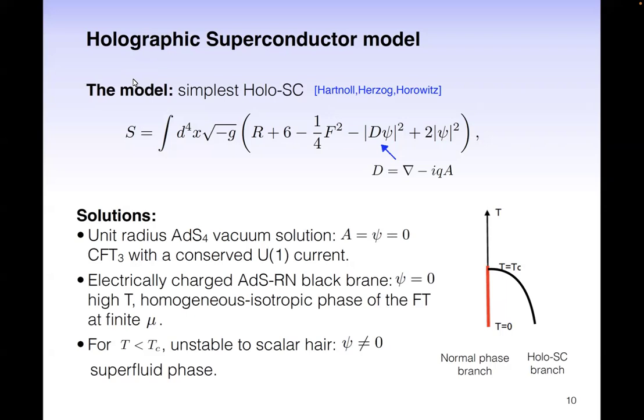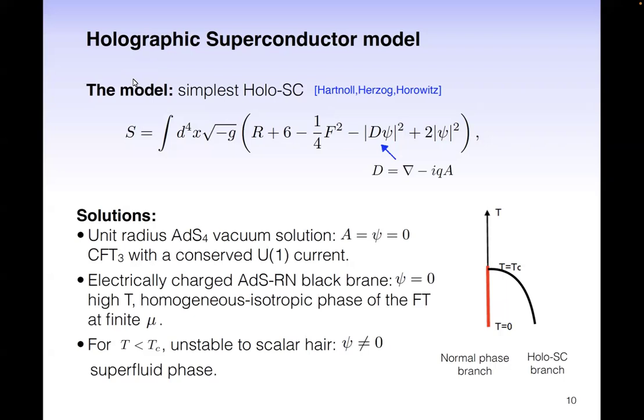And once we have this action at hand, we can go and compute equations of motion, and then we can start discussing solutions of those equations of motion. The simplest such solution is the unit radius AdS4 with the gauge field and the scalar being completely trivial. And using the holographic dictionary, this solution is dual to a 3-dimensional conformal field theory with a conserved U(1) current. So that's the simplest solution.